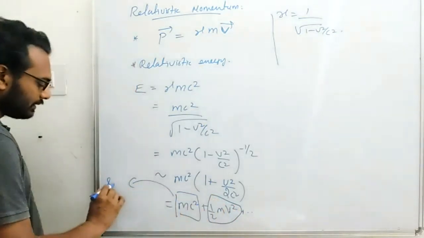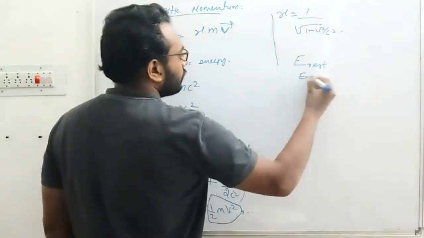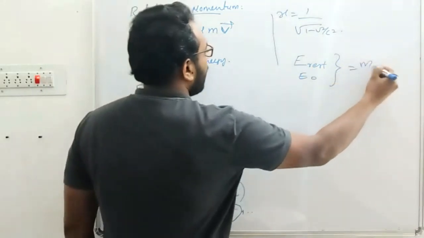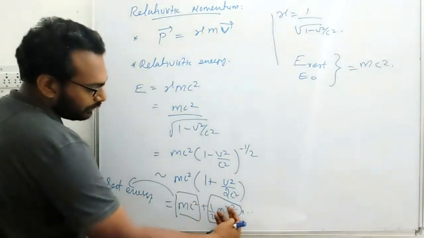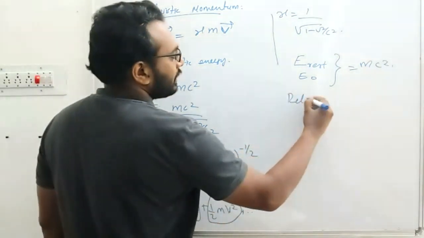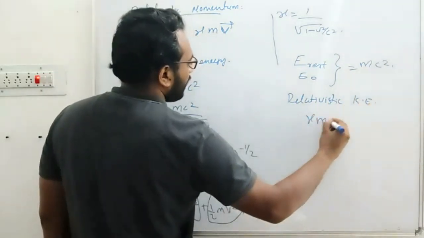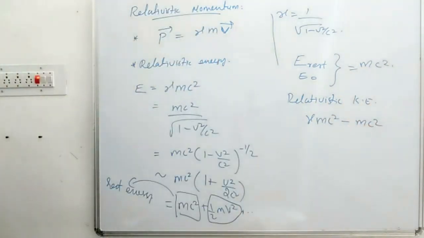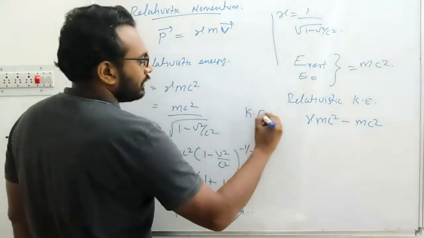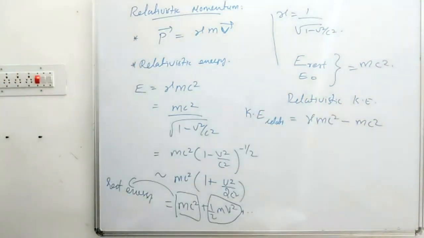This is known as the rest energy. E rest or E0, there are different notations for this, is equal to mc square. That's the rest energy. So total energy includes kinetic energy and rest energy. So you can write the relativistic kinetic energy as gamma mc square, that's the total energy, minus the rest energy. So the relativistic kinetic energy for a free particle is gamma mc square minus mc square.